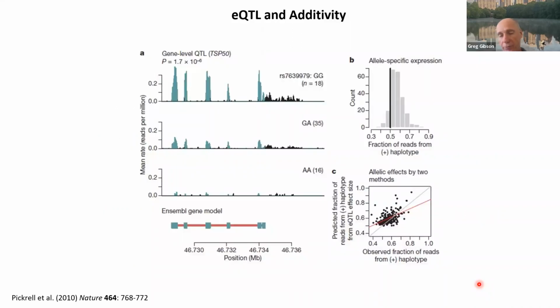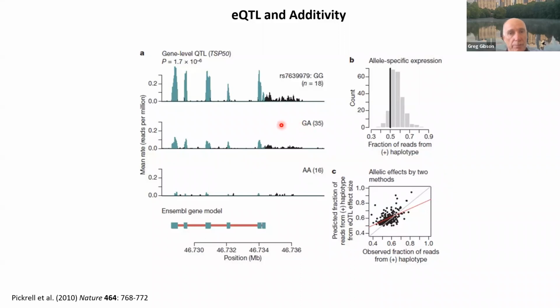So I'm at 3, so I'm going to try to rush through in about 15 minutes some other results you can get from eQTL analysis. This one is from Joe Pickrell when he was a graduate student at the University of Chicago. Really quite an extraordinary result explaining why you see additivity of gene expression.